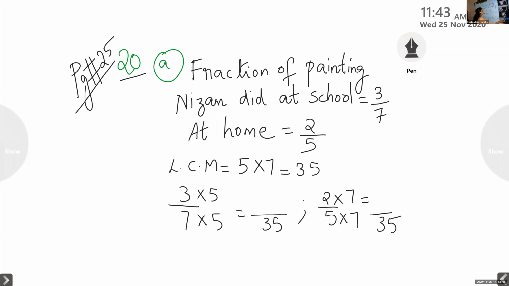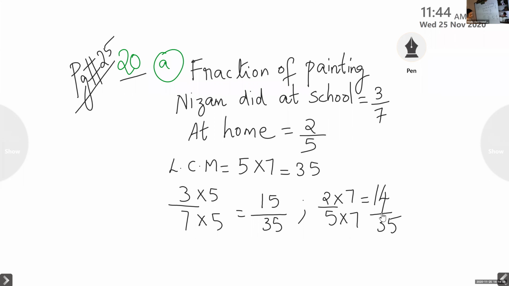Yes, Daniel, can you please unmute and tell me the answer here? 5 threes are, 5 into 3. Yes, Chinmay. 5 threes are 15. So when we cross multiply, we are getting 5 threes, 15. We are doing cross multiplication, multiplying the other denominator. 2 into 7? 14. So clearly 15 is bigger.